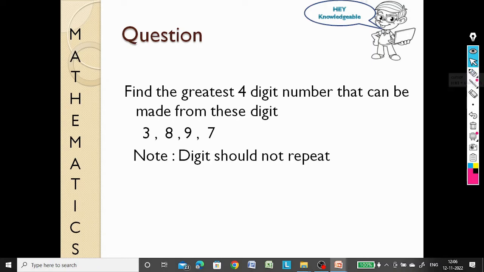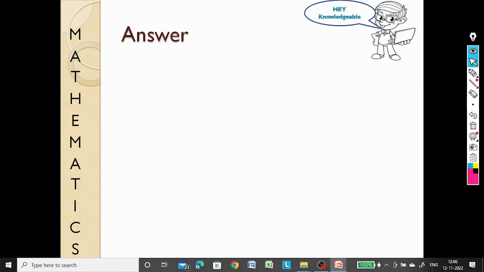So what would be the answer of this one? The answer is basically 9873. So you have kept the largest number at the leftmost, and the second largest number next to that, then the third largest to the right of that, and then the smallest number at the rightmost. So this gives you the largest number.